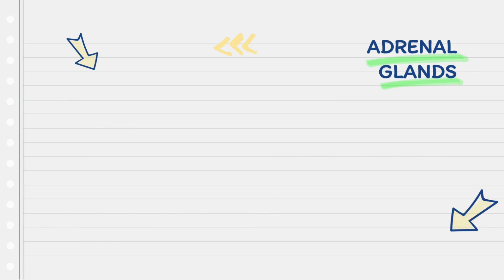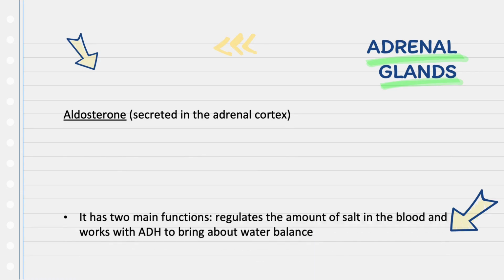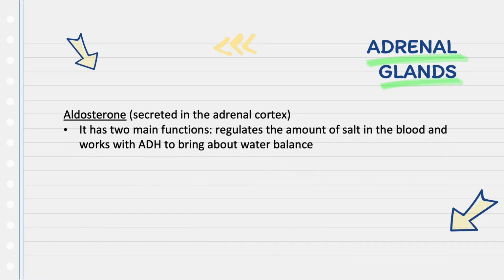A hormone that is secreted by the adrenal glands is aldosterone, which is secreted in the adrenal cortex. Aldosterone has two main functions. It regulates the amount of salt in the blood, and it works with ADH to bring about water balance.